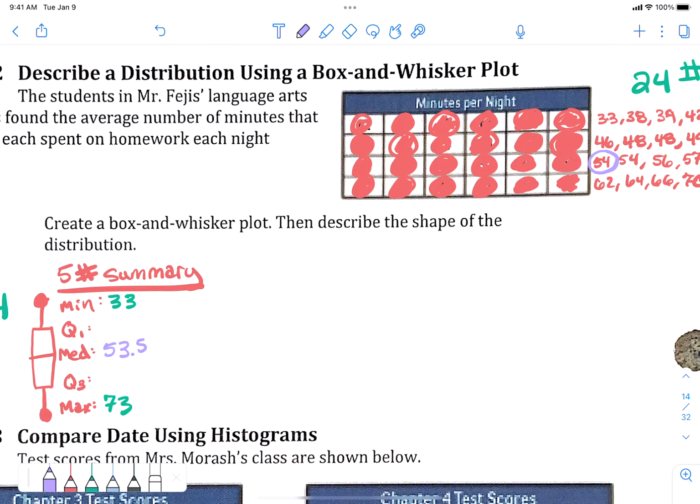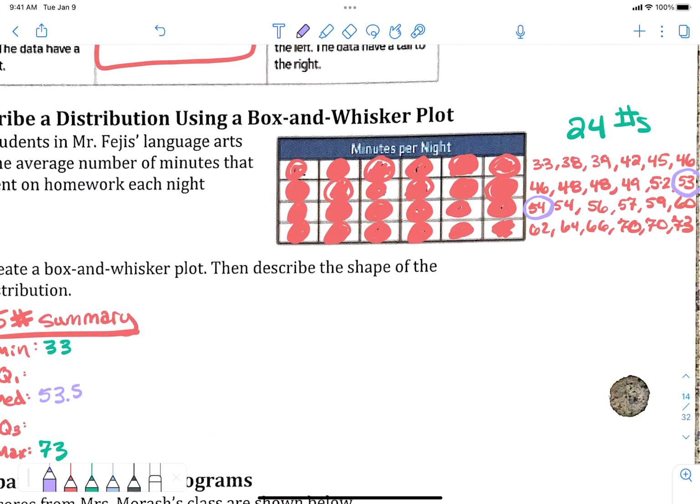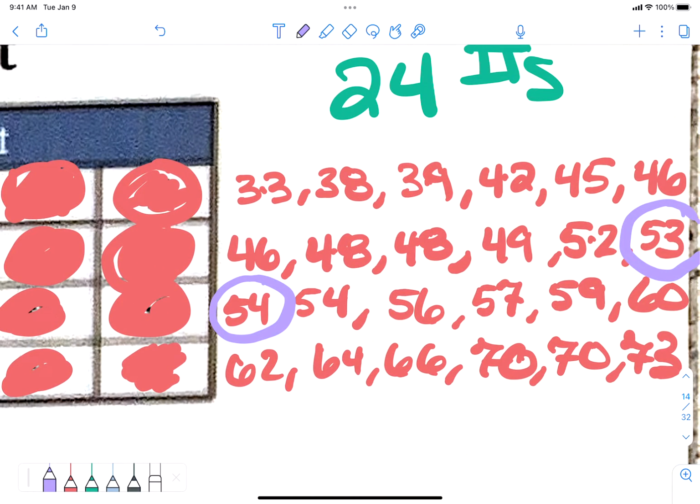Okay, 53.5. All right, now to find Q1, Q1 is really another median, but here's the weird part. Let's say we had 23 numbers and we got 53 to be our exact median. If 53 was the exact median, we would throw it out and do the Q1 with just the remaining numbers. But that is not what we do when we don't have an exact middle number. When we don't have an exact middle number, 53 and 54 get to remain in the group that I find the median with.